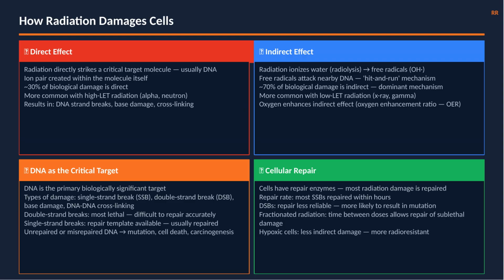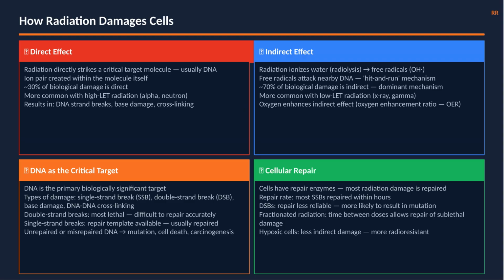Indirect effect. The dominant mechanism for diagnostic X-rays. Radiation ionizes cellular water through a process called radiolysis. Ionized water produces free radicals, particularly the hydroxyl radical, written as OH with a dot. These highly reactive molecules then attack nearby DNA. Approximately 70% of biological damage is indirect. Oxygen dramatically enhances this effect. Oxygenated cells are more vulnerable.